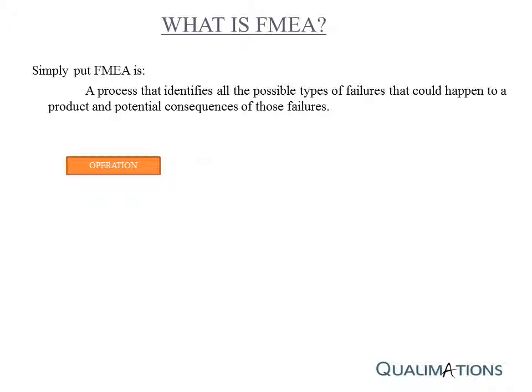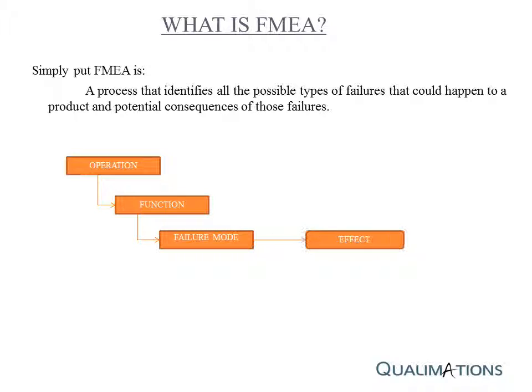The process of FMEA should start with the process flow. Each of the operations in the process should be mapped and the product characteristic identified. This is otherwise called the function in FMEA. For example, in the operation of a call center, the time to respond is a characteristic and hence a function.